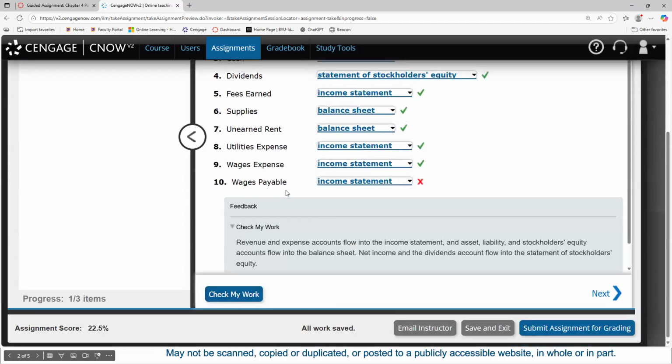They're not. I got tricked because I was not paying attention. So wages payable, what is that? It's a liability. So where does it belong? Balance sheet. Sorry about that.